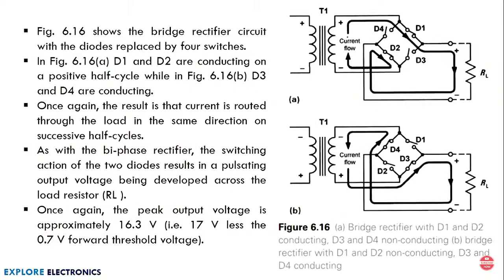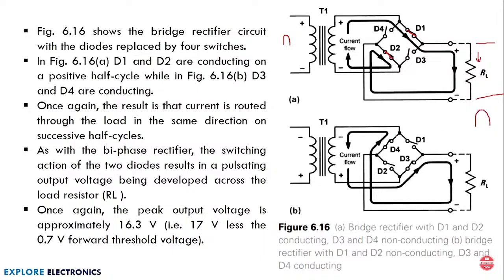Here you can observe when the positive half cycle of the input is given, D1 and D2 are forward biased, acting as a closed switch. The current direction is shown here through D1, then through RL, and then it flows through D2, completing the circuit. The current flowing through RL is in this direction. The output can be measured across RL and the output will be in this manner.